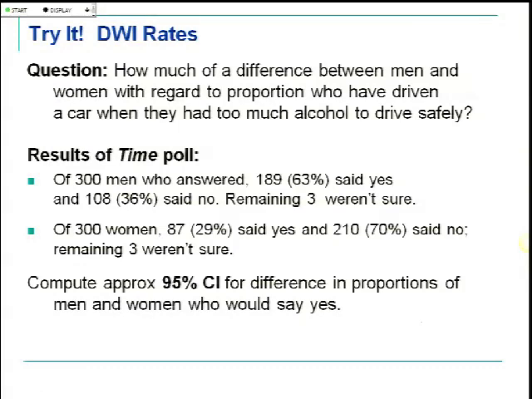So my conclusion was those three men and three women are off on a date, they're at a bar, and they can't answer the question adequately. They don't know. I don't know.